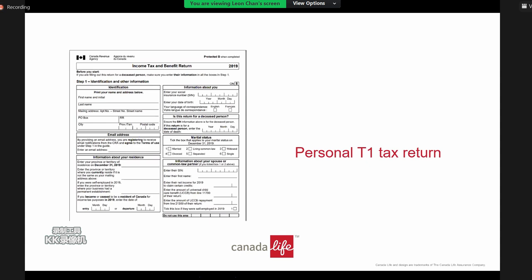Farming and fishing businesses also get a bit more advantage in terms of inter vivos rollovers, as well as rollovers at death, in order to help pass down that corporation or that partnership or those properties to the next heirs.